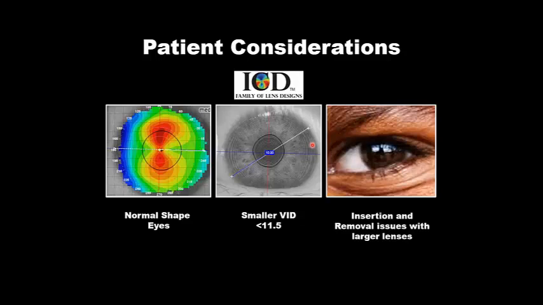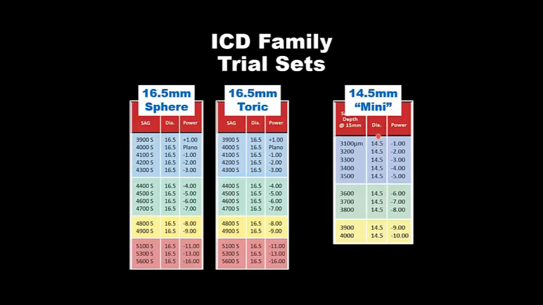Patients you will consider the 14.5 for are these normal shape eyes, these patients with significant amounts of corneal astigmatism that soft lenses can't manage. Patients where we've tried a bitoric corneal GP and we can't achieve the comfort. That's where a 14.5 ICD might be beneficial. As I said, smaller visible iris diameters, we don't need such a big lens as a 16.5, and those patients with real deep set eyes where it's hard to get the tissue out of the way to insert the lens without creating a bubble. Now there are 3 trial sets.